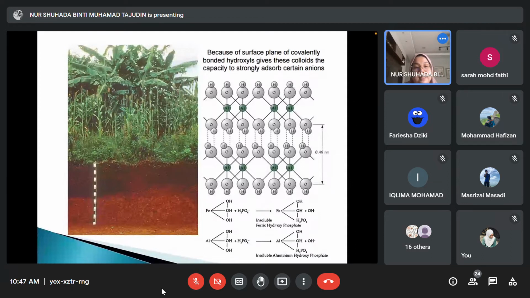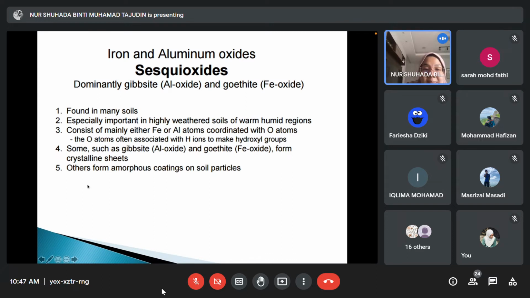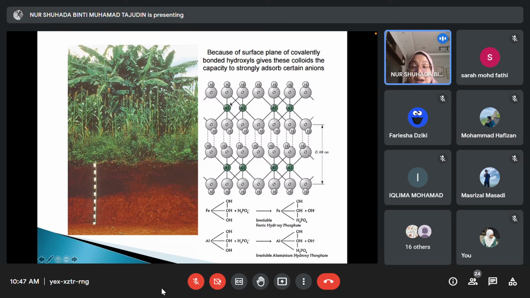Some, such as gibbsite and goethite, form crystalline sheets, while others form an amorphous coating on soil particles. If you see here, this is the structure of the iron and aluminium oxide. Here it is only aluminium, but this is an example for the aluminium, but iron can also be seated at this place. The HO, OH structure does not change. Only the aluminium here can be substituted by other elements. For example, iron. Iron wants to sit here? Yes, can.